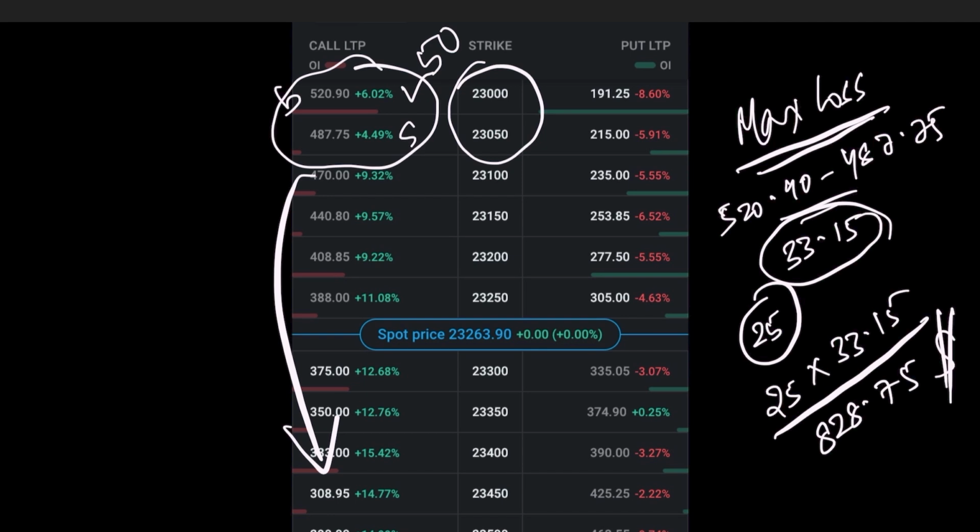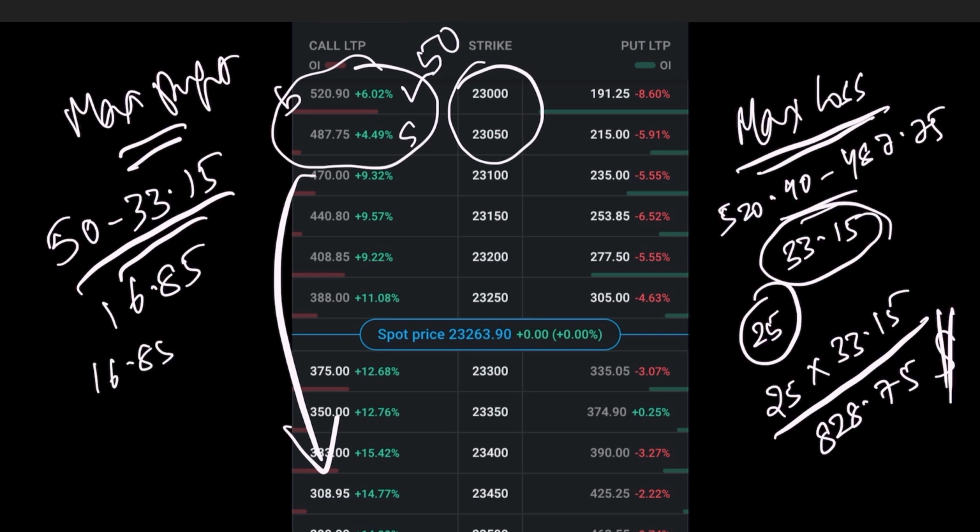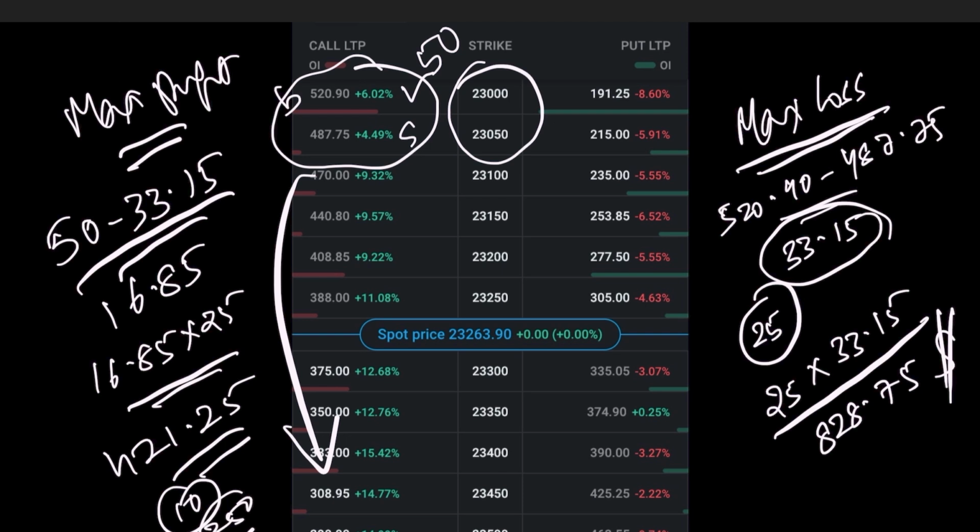Now let us calculate the maximum profit. To calculate the maximum profit, you subtract 33.15 from the difference between the strike prices, that is 50 minus 33.15, which is equal to 16.85. Now you multiply this value with the lot size, that is 16.85 into 25. So the maximum profit will be 421.25.